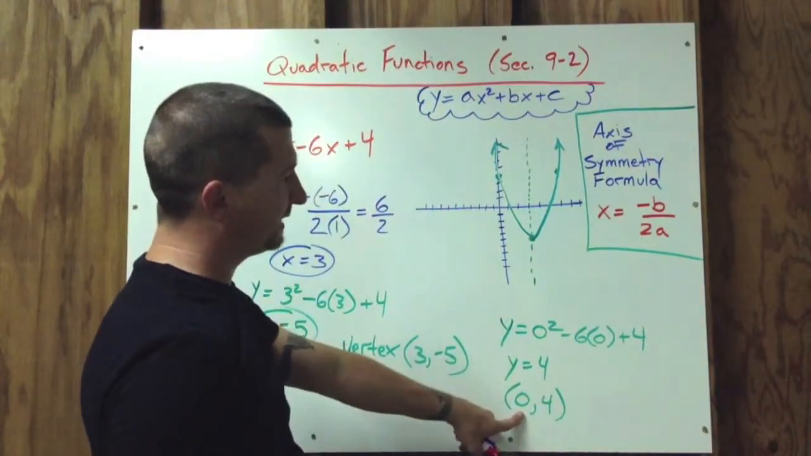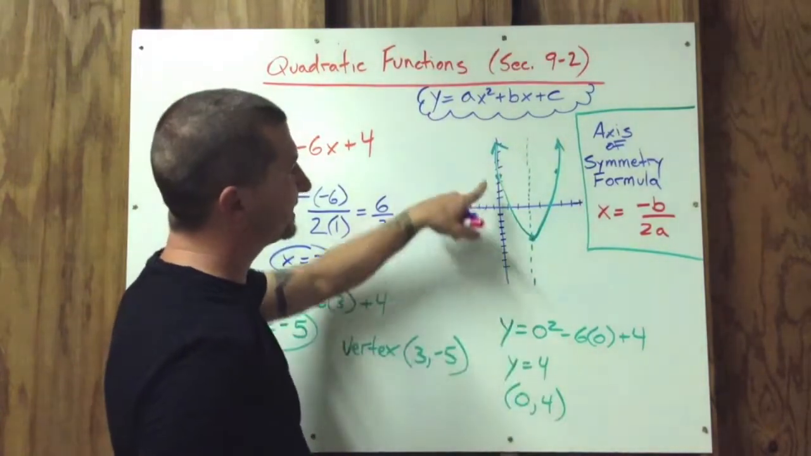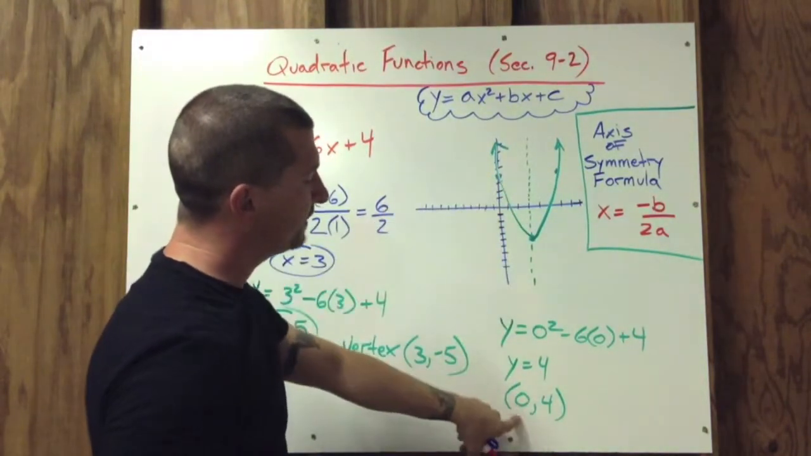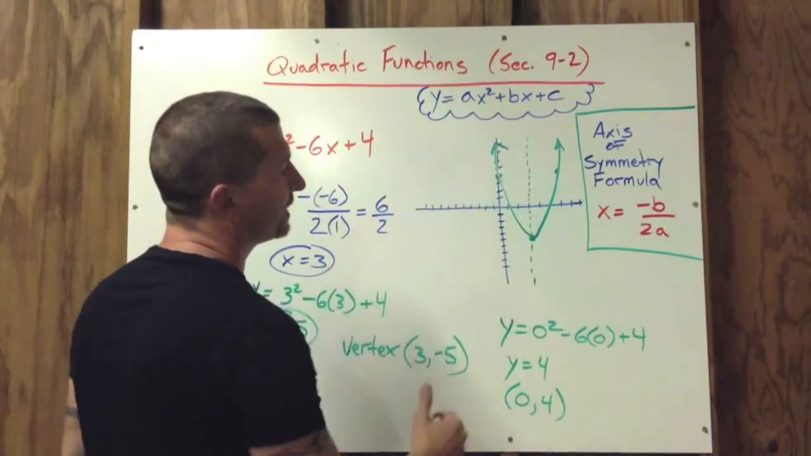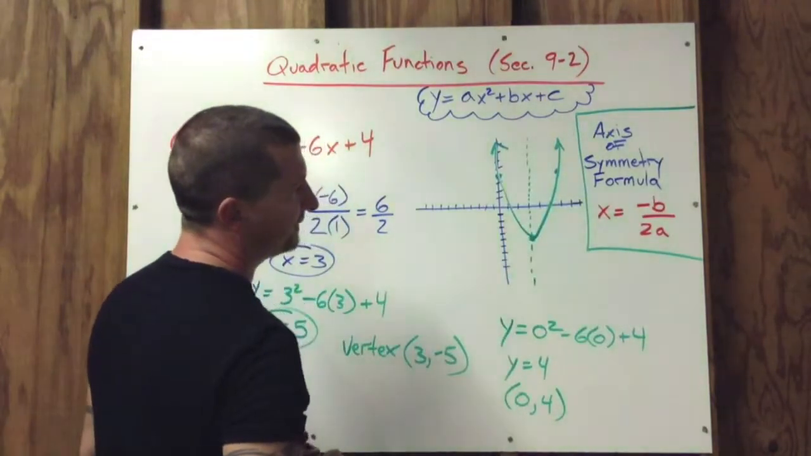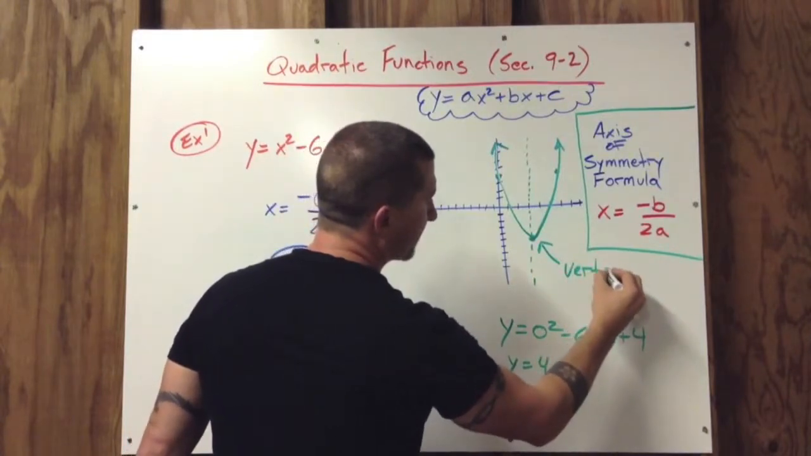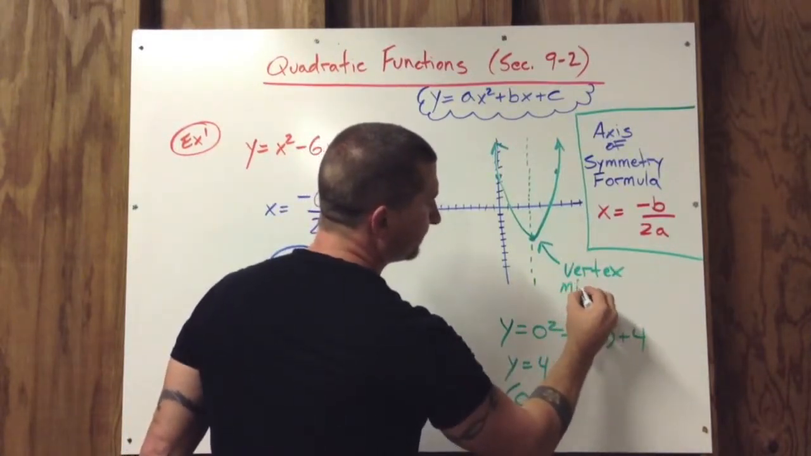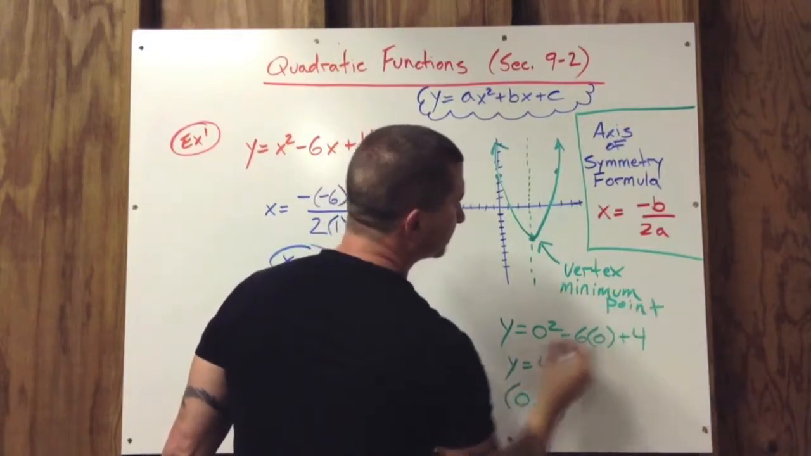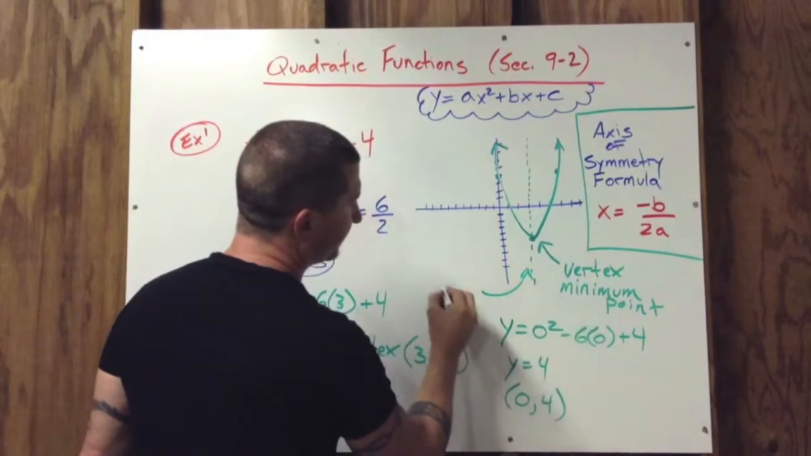So all we have to do is put x equaling 0, which gives us our y-intercept. I think I said x-intercept earlier. It's the y-intercept. And that gives us our point where it crosses the y-axis, and then we can mirror a point over the axis of symmetry. So once again, this is our vertex. Also, once again, a minimum point. And our axis of symmetry is this line here.